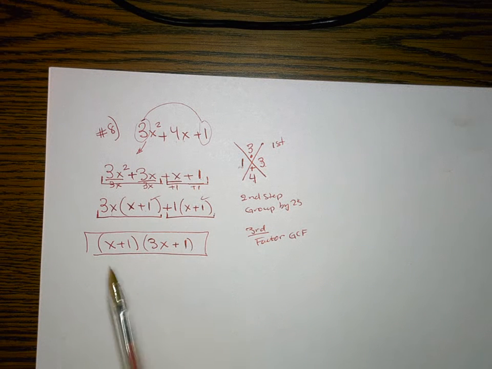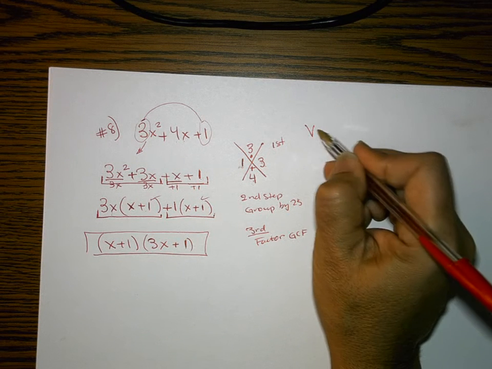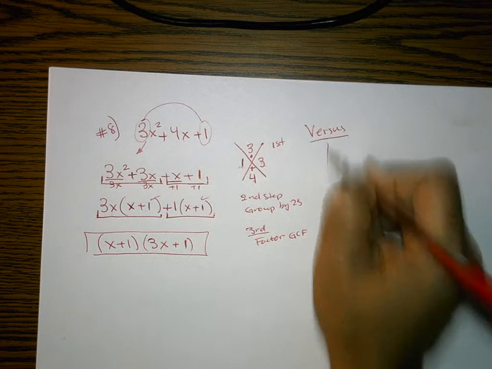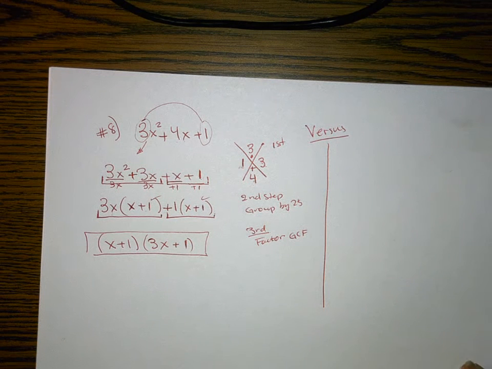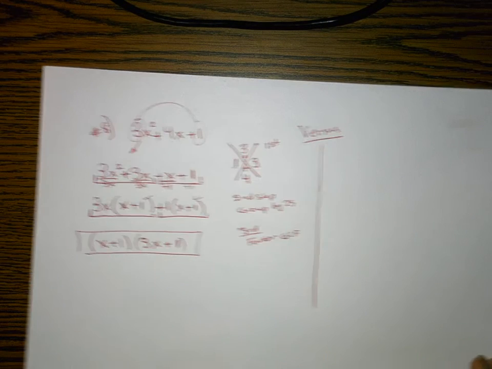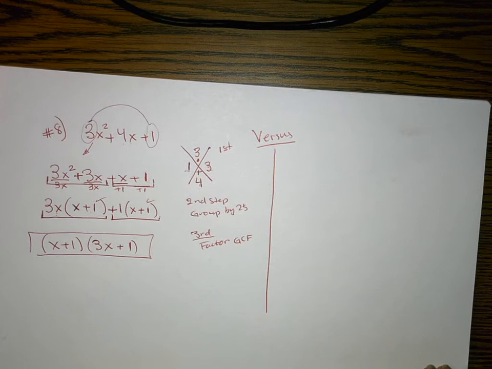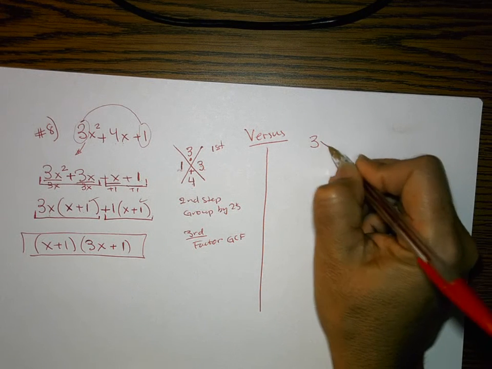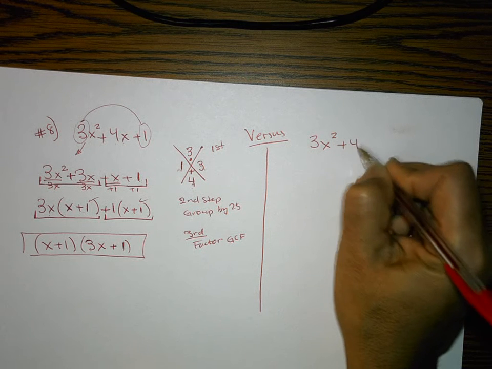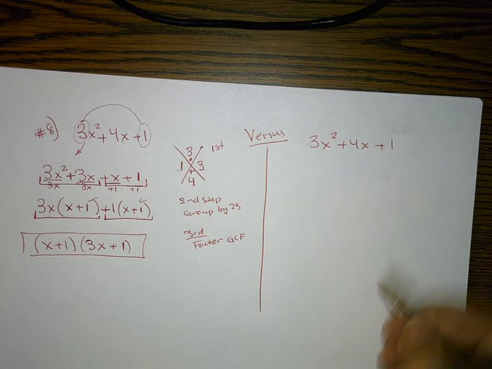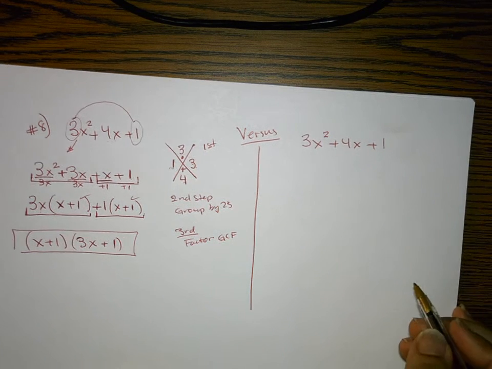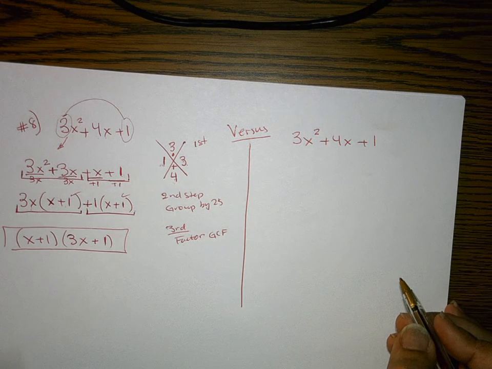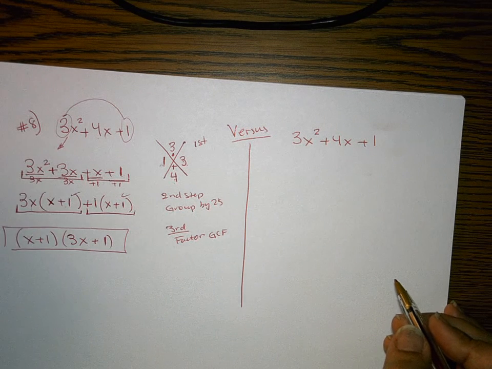Okay, now take a look at the guess and check method. I want you to see this is the x factor. Look what we would have done if it was the guess and check method. I'm going to use exactly the same problem, 3x squared plus 4x plus 1. In the guess and check method, it literally only has 2 steps instead of 1, 2, 3.